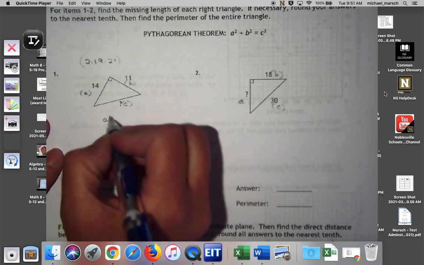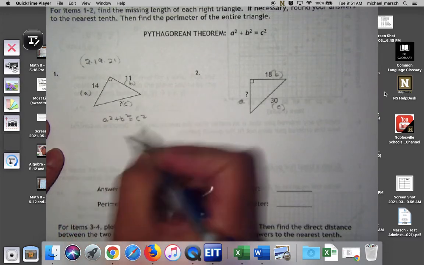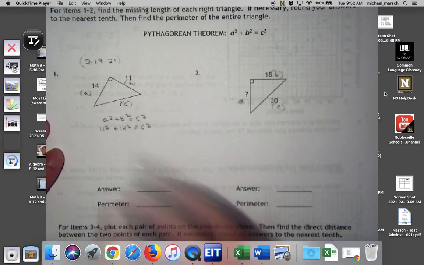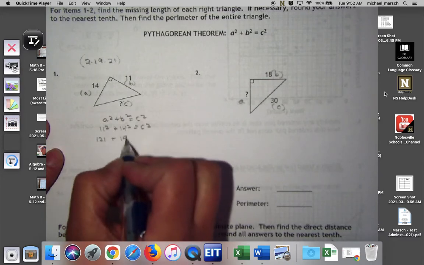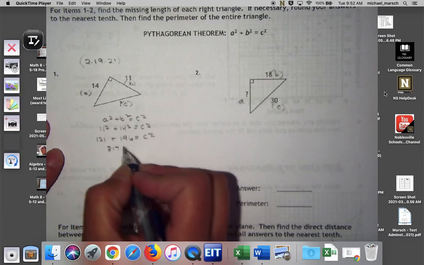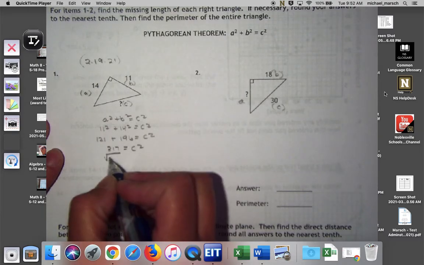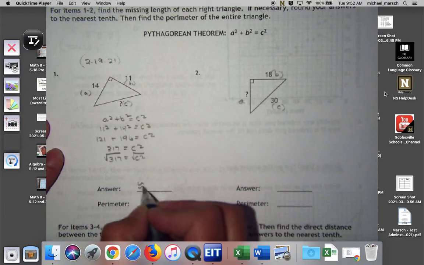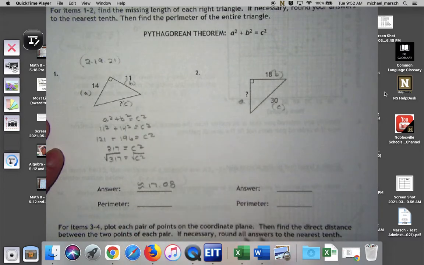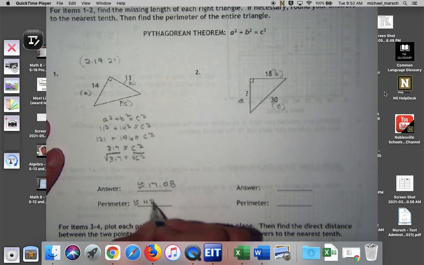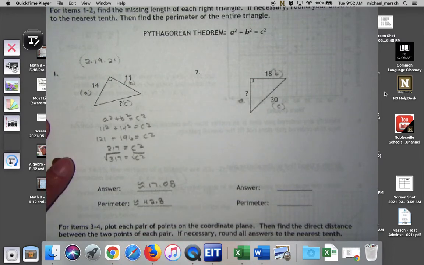For the first one, a squared plus b squared equals c squared. 11 squared plus 14 squared equals c squared. 121 plus 196 equals c squared. 317 equals c squared. Square root of 317 equals square root of c squared. So your answer is about 17.08. And then my perimeter, remember, is the distance around. So when I add this plus the two sides I know, I get about 42.8 for my perimeter.